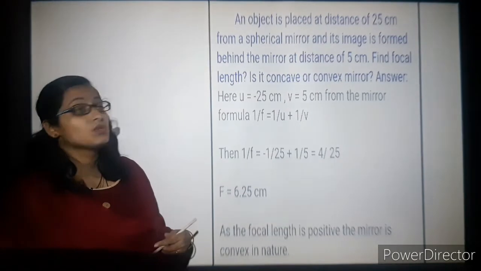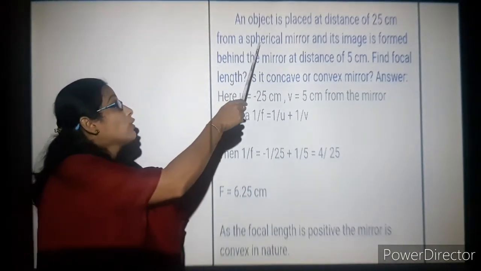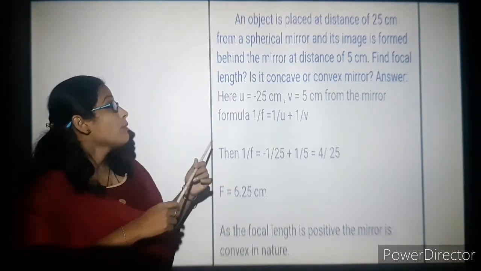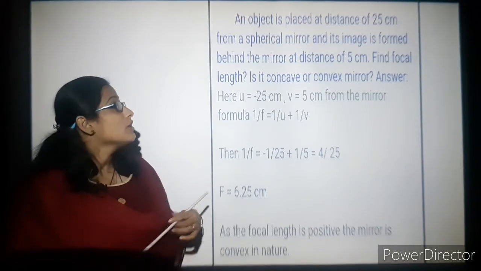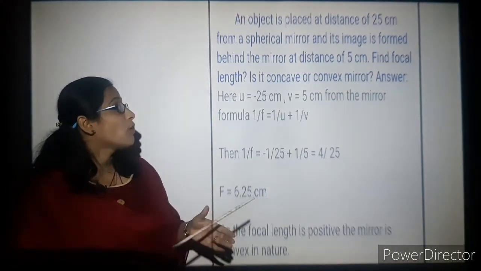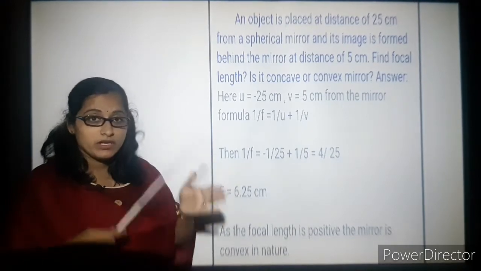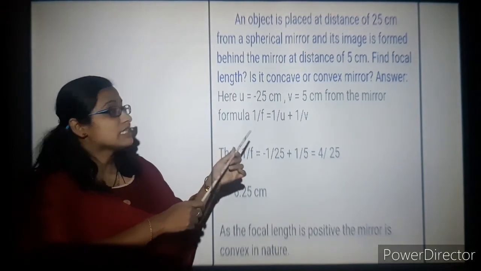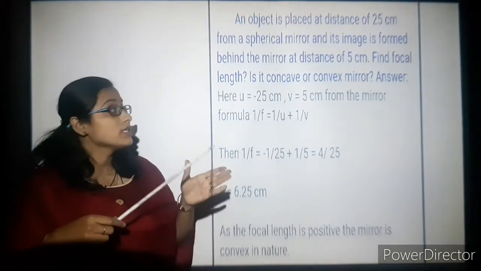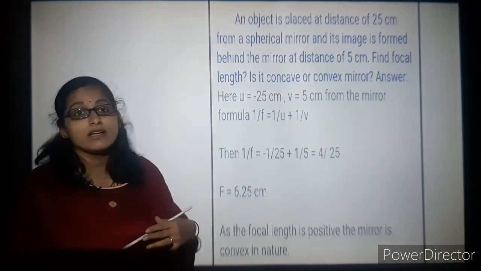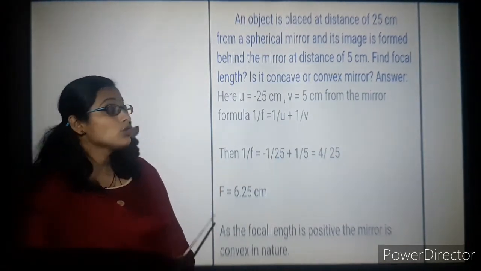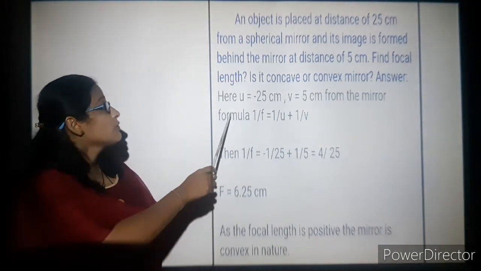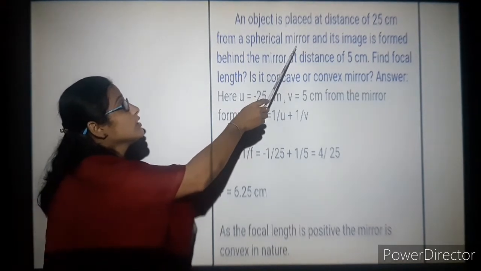So let's move on to the next one. An object is placed at a distance of 25 centimeter from a spherical mirror. Its image is formed behind the mirror, at a distance of 5 centimeters. What you need to find is the focal length, and you also need to mention whether it is a concave or convex mirror. So here, what is U then? U is the object distance.